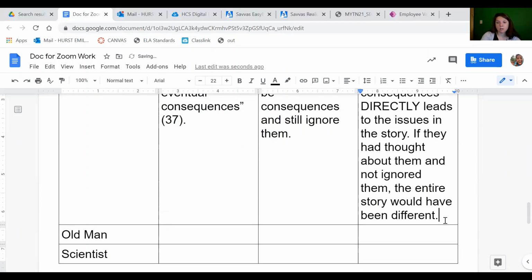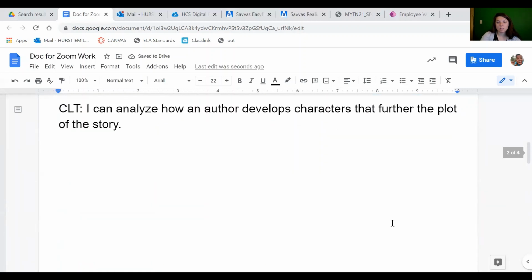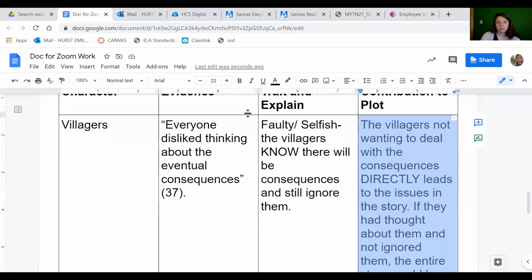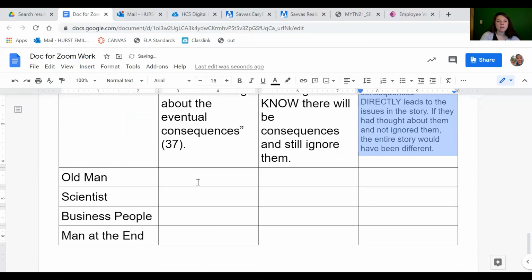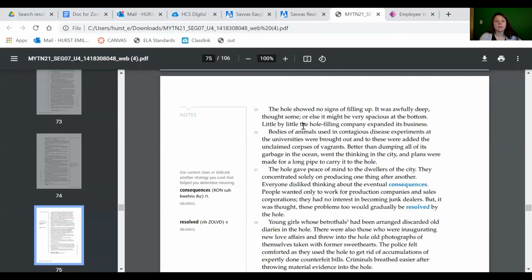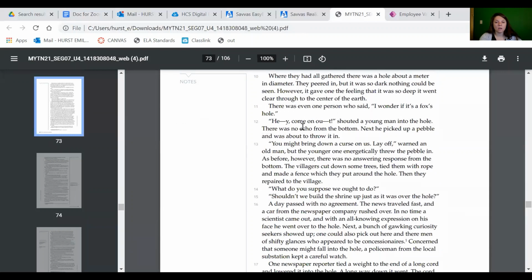I'm going to make this smaller because it's pretty long. Maybe that made it 15. Much better. All right, I want you to take some time. When I'm talking about the old man, I'm talking about the old man pretty early on, paragraph 13, where it says "warned an old man." And when I'm talking about the scientist, there's a clear scientist. So pause me while you do that work. Press play when you're ready to continue.